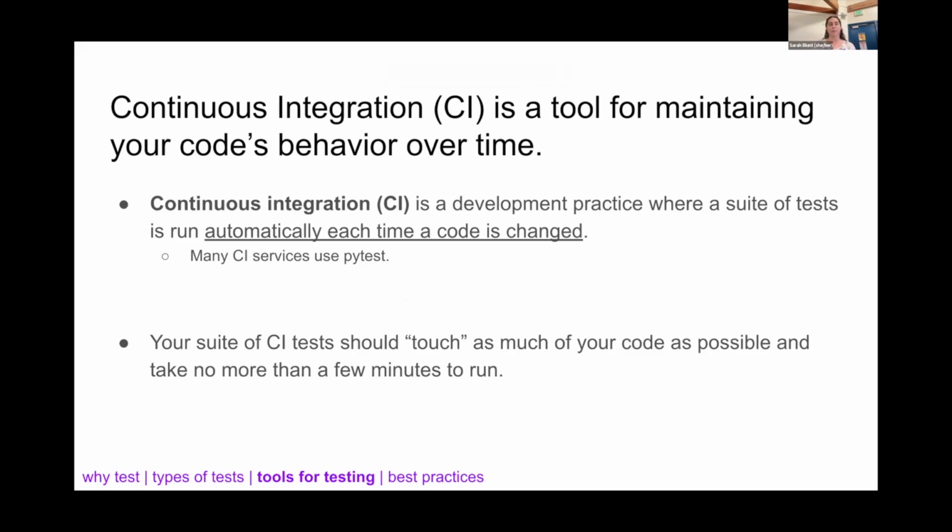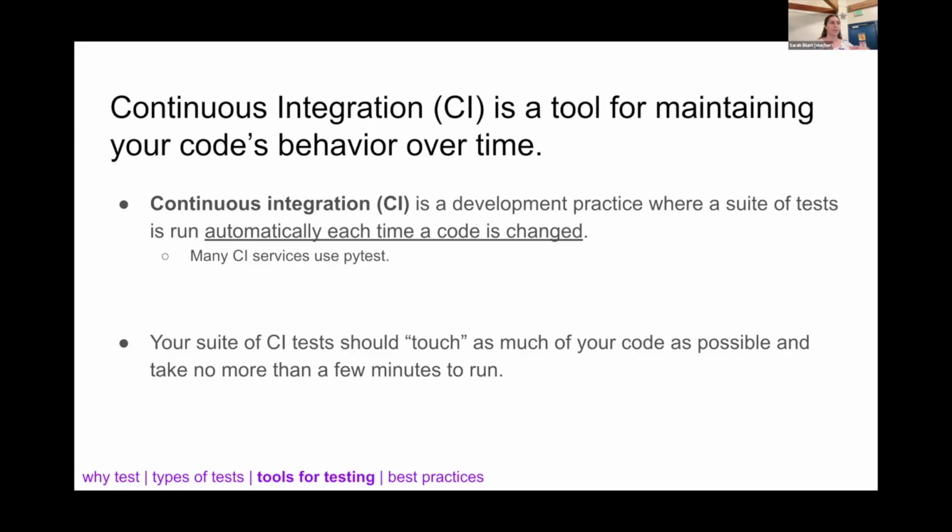I've also talked a little bit about continuous integration a couple times so far. So continuous integration, just to define that term again, is a tool for maintaining your code's behavior over time. So it's a development practice where a suite of tests is run automatically each time a code is changed. There are a lot of different continuous integration tools nowadays.